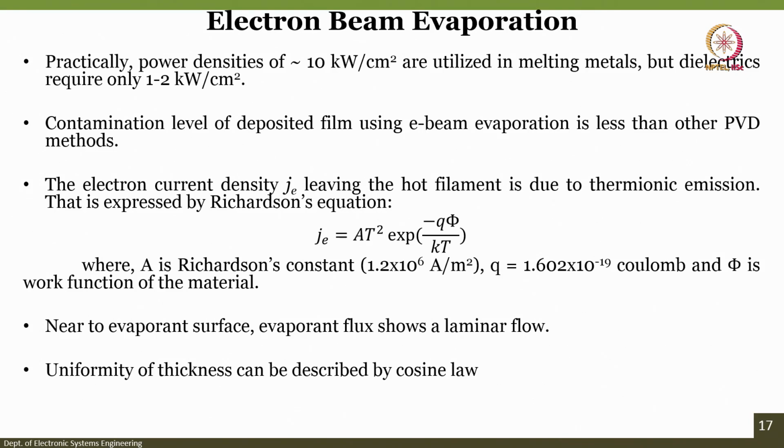The e-beam current density J leaving the hot filament is due to the thermionic emission that we know, and is expressed by Richardson's equation, which is given here. Near the evaporation surface, the evaporant flux shows a laminar flow, while the uniformity of the thickness can be described by the cosine law, right.